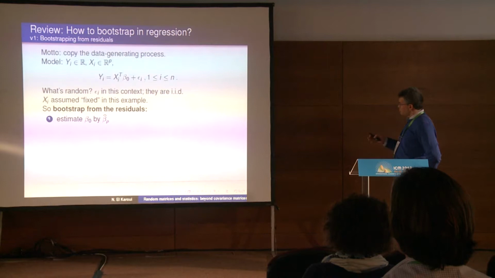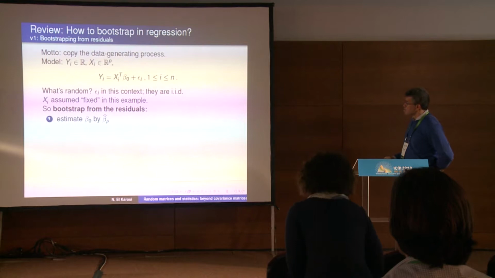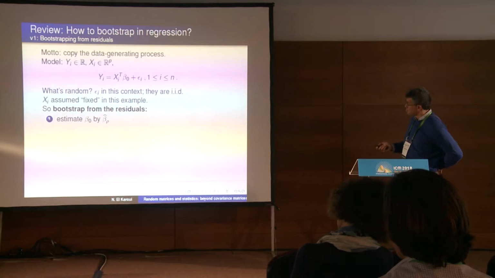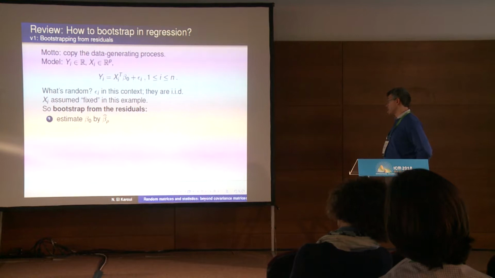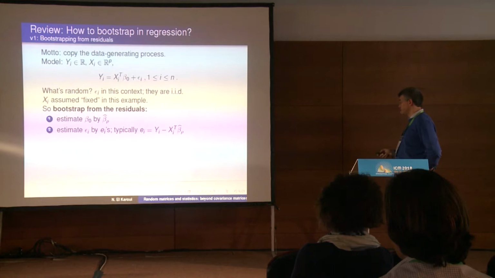The motto of the bootstrap is just copy the data generating process. Okay, so I have a linear model. So what am I going to do? I'm going to create a bunch of new data sets that follow the data generating process. In this example, I assume that x_i is fixed, and I'm going to do what's called a residual bootstrap. So I'm going to estimate beta naught by beta hat rho. That's my best guess for beta naught. Then I'm going to estimate the errors. Typically, it's done using the residuals, so y_i minus x_i transpose beta hat rho.